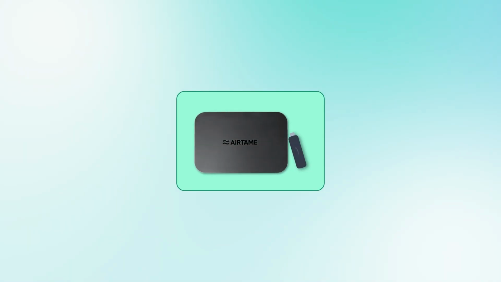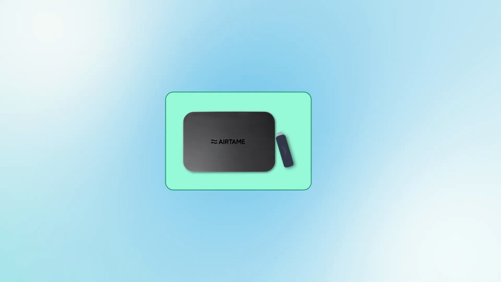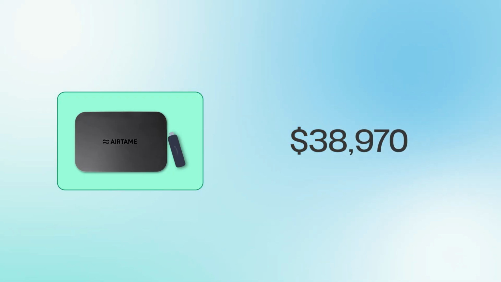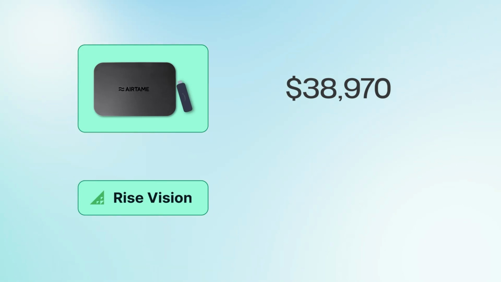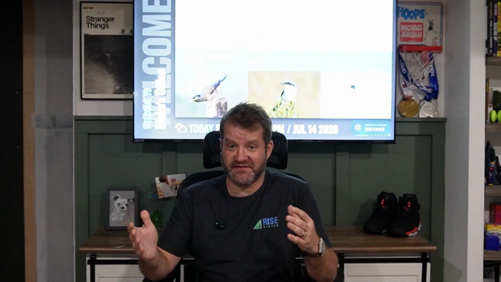Over 3 years for a school with 30 classrooms, here's what each one is going to cost you. A setup built around Airtame's devices comes out to about $38,970. Running the same thing on Rise Vision signage software comes out to around $13,197. That's because instead of paying for every device, you're paying one flat license for each school, around $1,399. That covers unlimited displays at a school for an entire year. And that's just one school, so it adds up even more over a district.